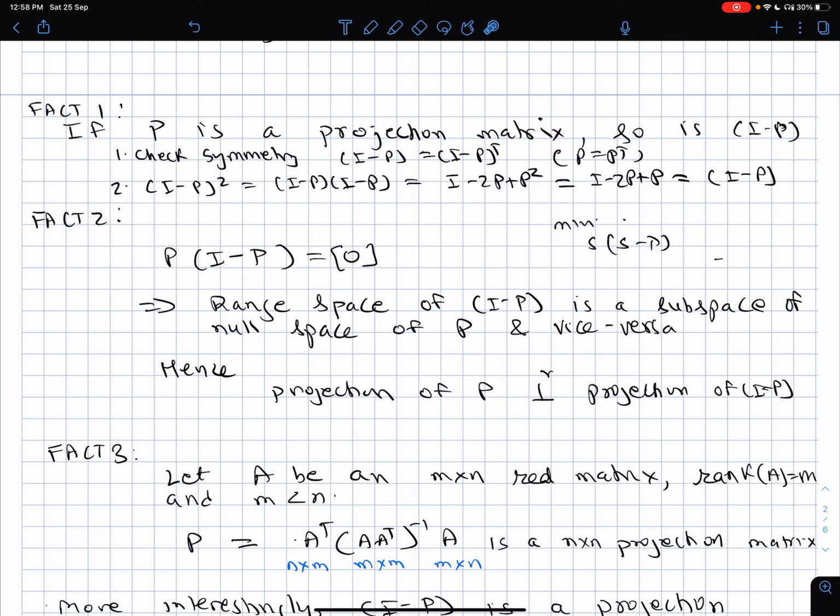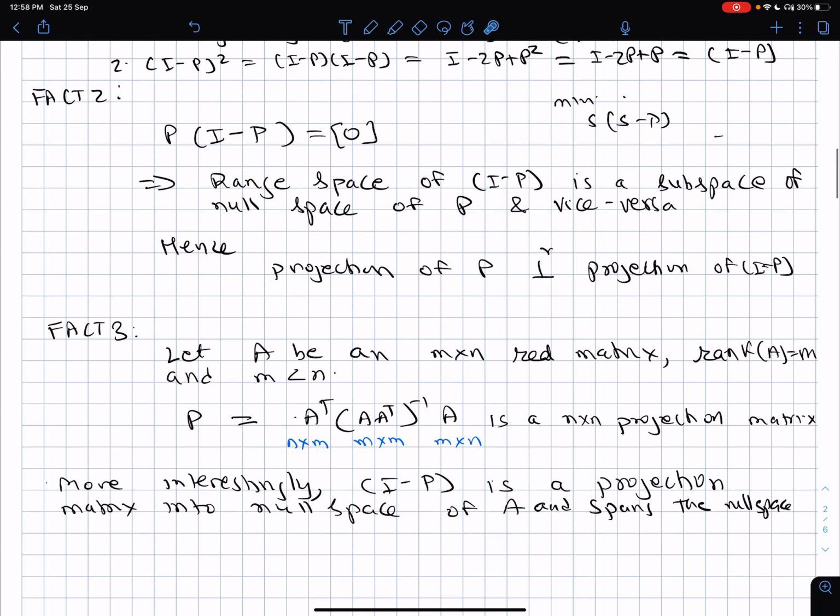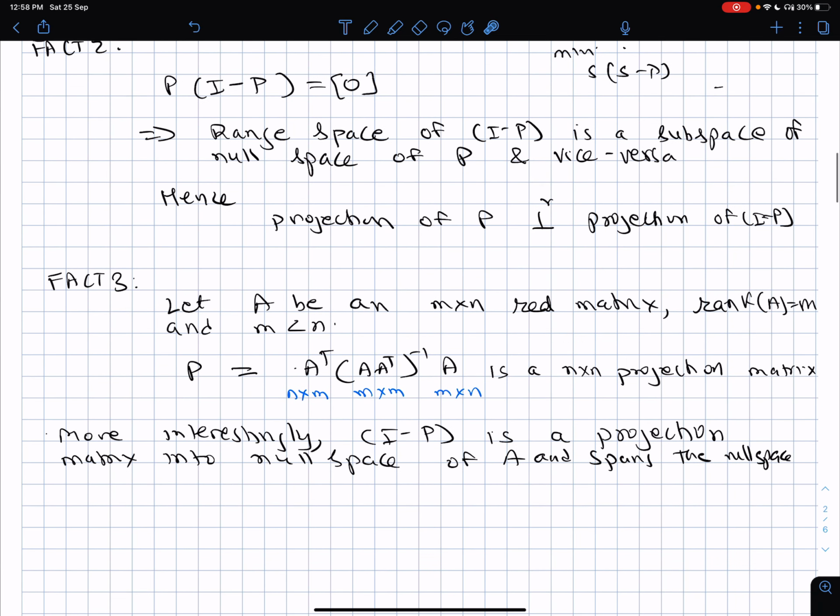Hence what it means is that these two matrices create orthogonal subspaces. Projection of P is perpendicular, orthogonal to projection of I minus P. These are complementary subspaces which generate the complete Rn. So actually, given a projection matrix, from there you get two complementary subspaces which are perpendicular to each other, and they generate the complete space of Rn. So this is a very important fact, a geometrical fact.